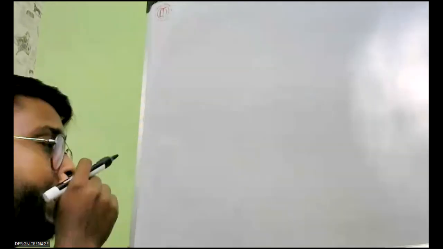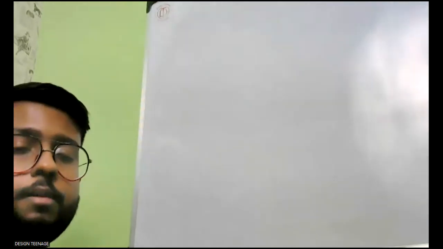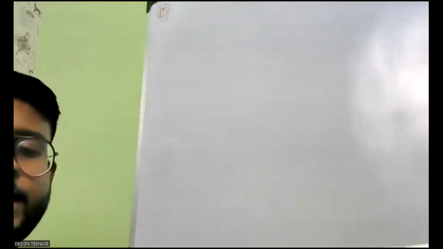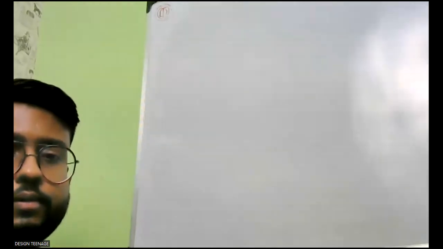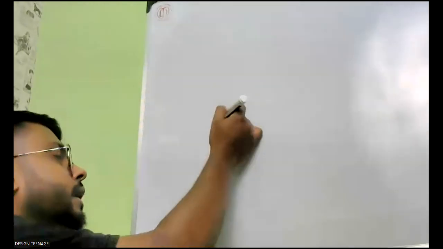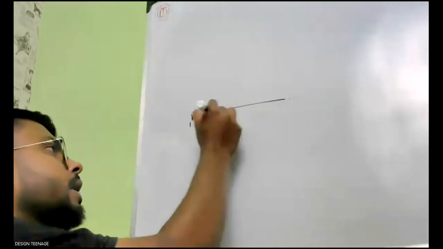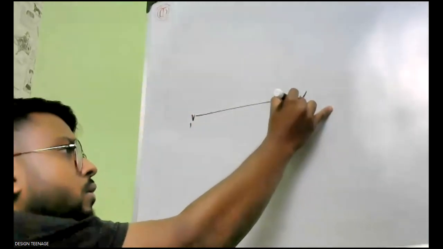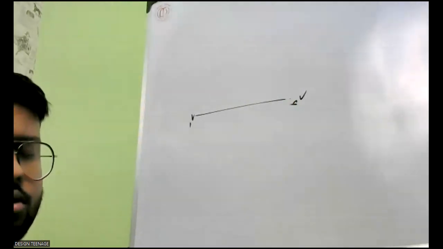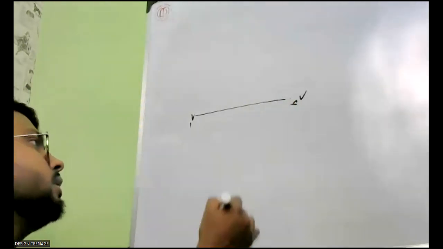Coming back to 2 point perspective, what is 2 point? Okay. So if 1 point perspective has one vanishing point, what about 2 point perspective? How many vanishing points will be there? Two vanishing points. Two. So definitely. Now in 2 point perspective, line of horizon, V1, V2, okay. These are your two vanishing points.